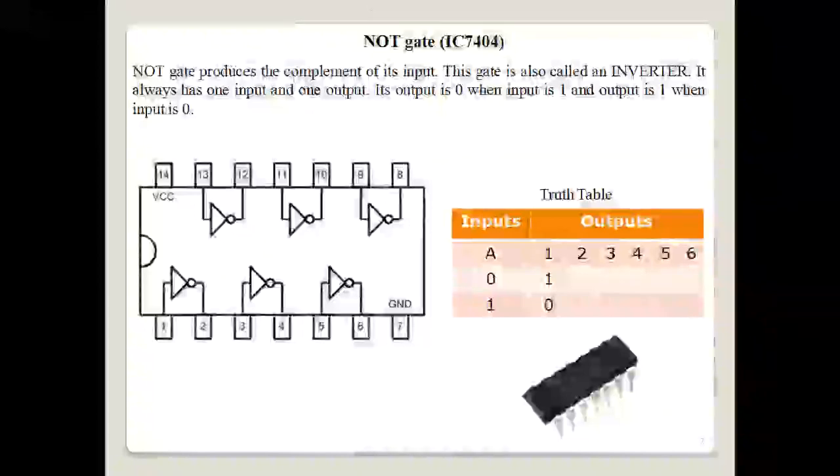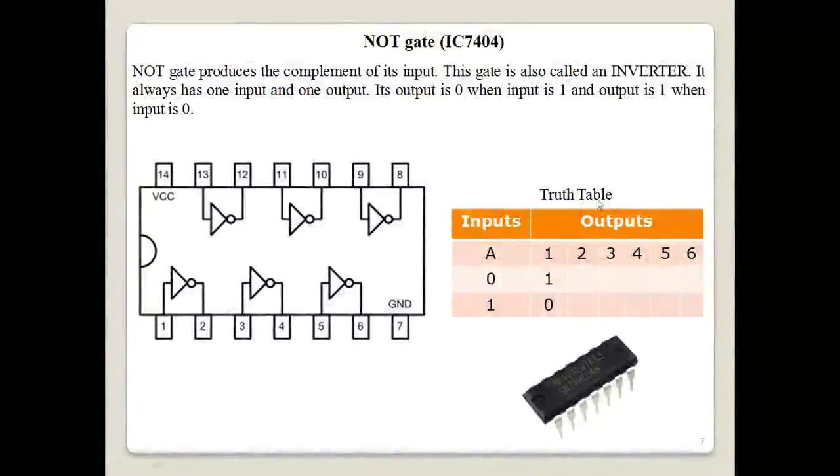The NOT gate is also called a complement gate. Whatever input you give, either 0 or 1, it will give its complement. The NOT gate is also called an inverter gate. It produces the inverse. If you give 0 as input, it produces 1. If you give input as 1, it produces 0.